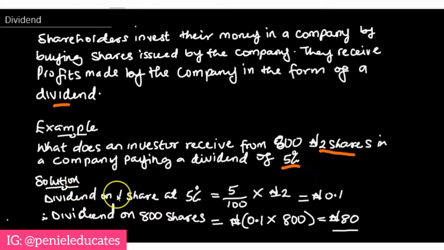Now, dividend on one share at 5%. So that means 5 over 100 of 2 naira, since they are selling one share at 2 naira. So the dividend is 0.1 naira. Now for the dividend on 800 shares, we just multiply 800 with the dividend on one share. So the dividend on the 800 shares is 80 naira.